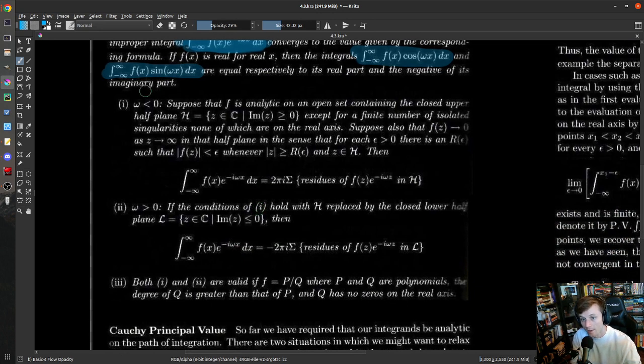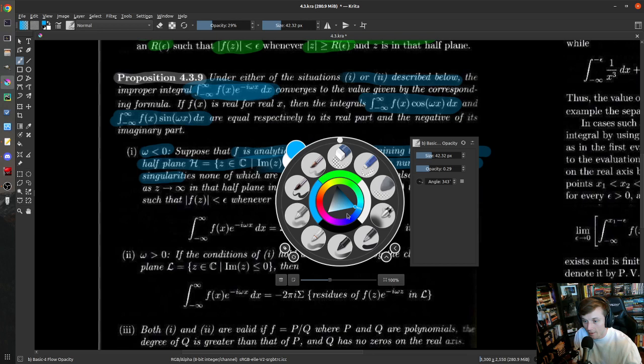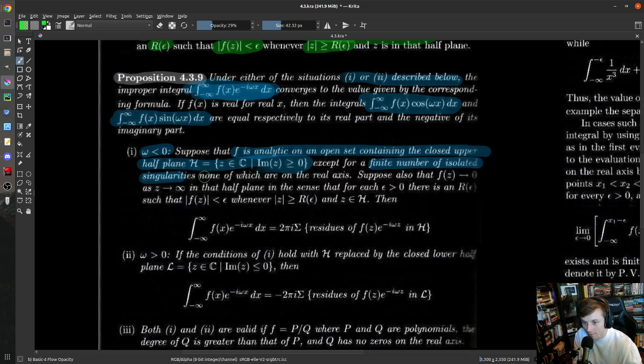Anyway, all of that aside, let's actually state the things. So if omega is greater than 0, then we suppose that f is analytic on an open set containing the closed upper half plane, that is the real axis and everything above it, except for finitely many isolated singularities, and here's once again a big piece, none of which are on the real axis. Okay, so we're set up, analytic in the upper half plane except for finitely many isolated singularities.